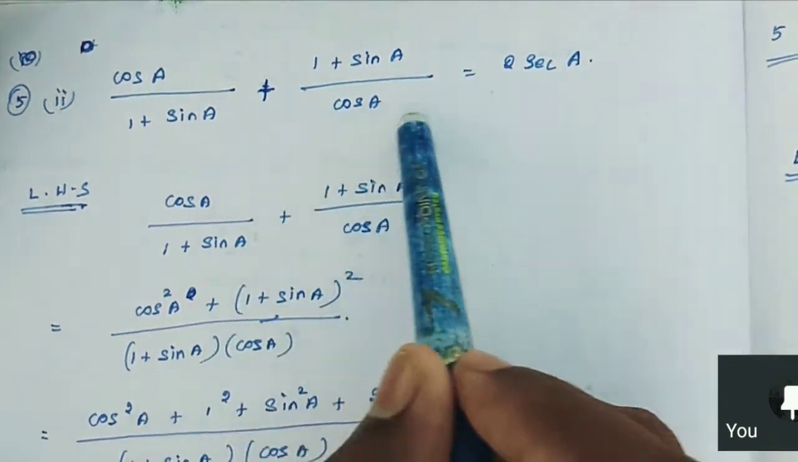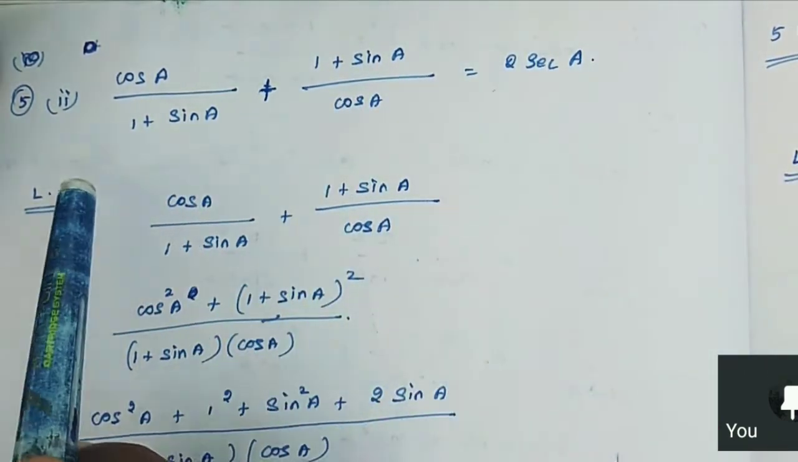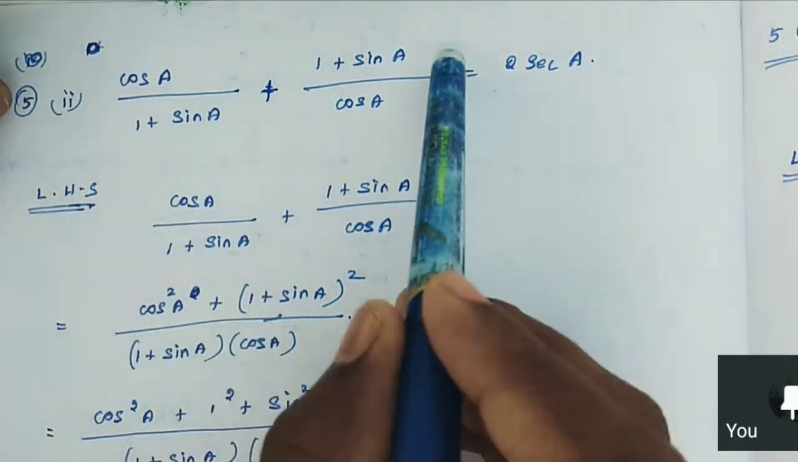Now it is an identity. We can take the left hand side of this identity and prove the right hand side. When you simplify the left hand side, we will get the right hand side.